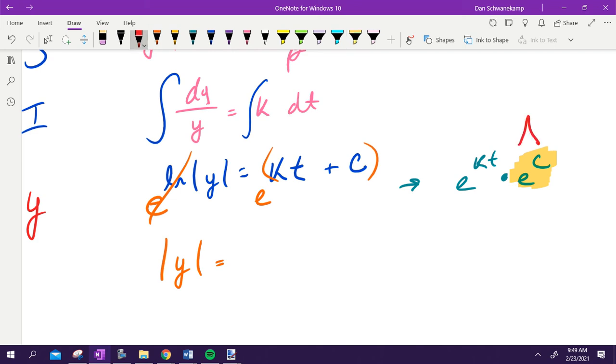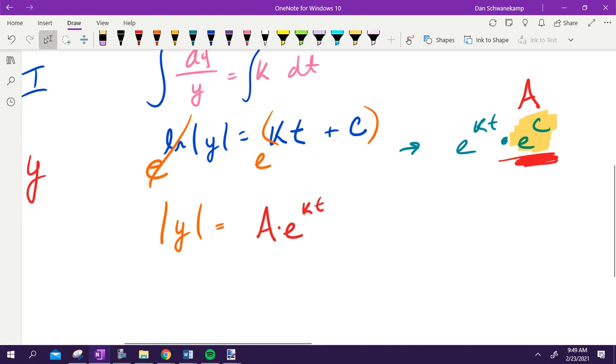Just for the sake of ease, I'm going to call that the letter A. This new constant, it's just a constant. I'm going to call it the letter A. You're going to see why here in a second. A times e to the kt. What else do I need to do here to get y by itself? Plus or minus. y equals plus or minus A e to the kt.